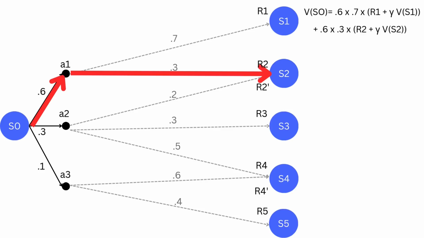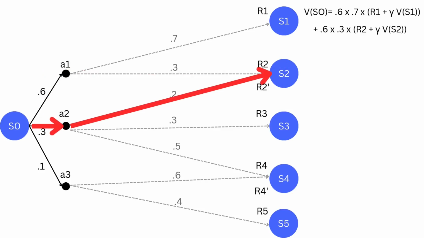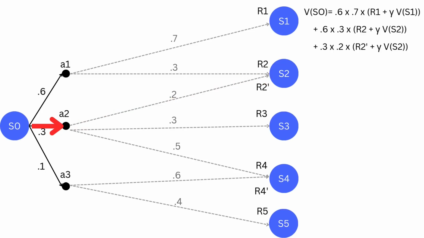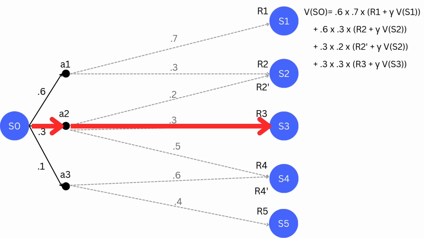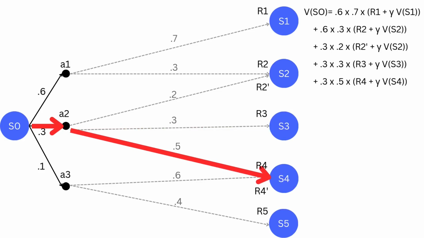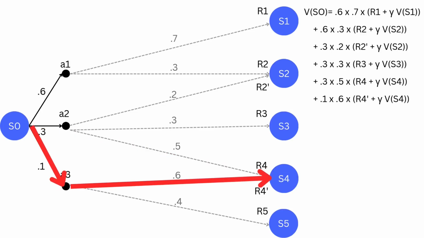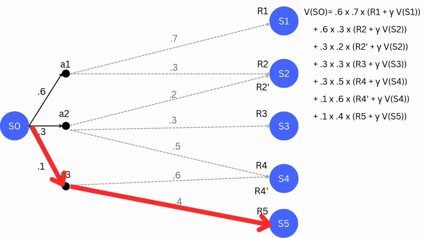Then S0, A2, S2. Its value will be 0.3 times 0.2 times R2' plus gamma times V of S2. And the same process continues for branches like S0, A2, S3, etc. At the end, we sum all these branches to compute the total value of S0. Notice how easy it is to understand the concept and perform computations when using tree-like simulation.